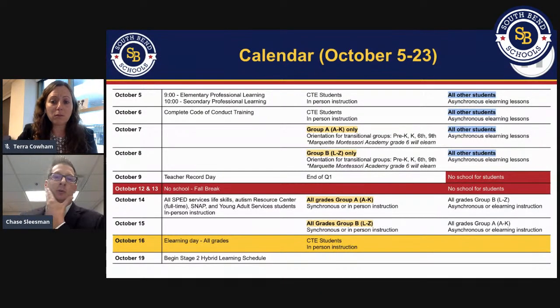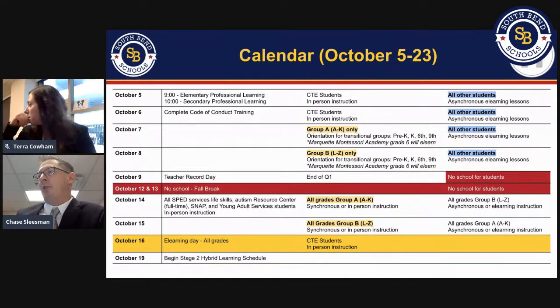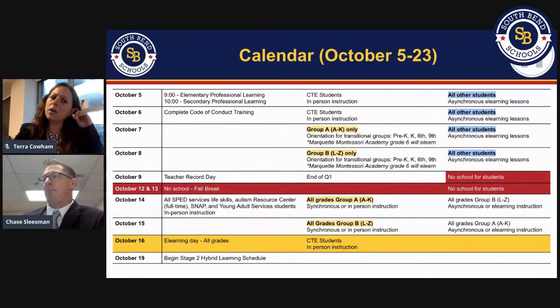And again, with the schedule the way it is, we know that when students do come back for that first round, we're going to have our pre-K and our kindergartners come back on the 7th and 8th. Marquette, your 6th graders aren't going to be back because they've already been in your building. But that 7th and 8th is going to be the time where you can start establishing those routines as you have the littles coming into the buildings.